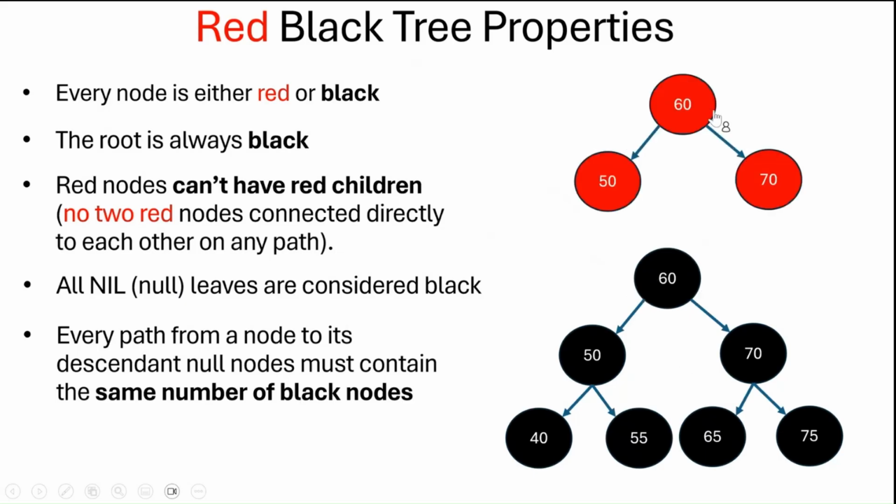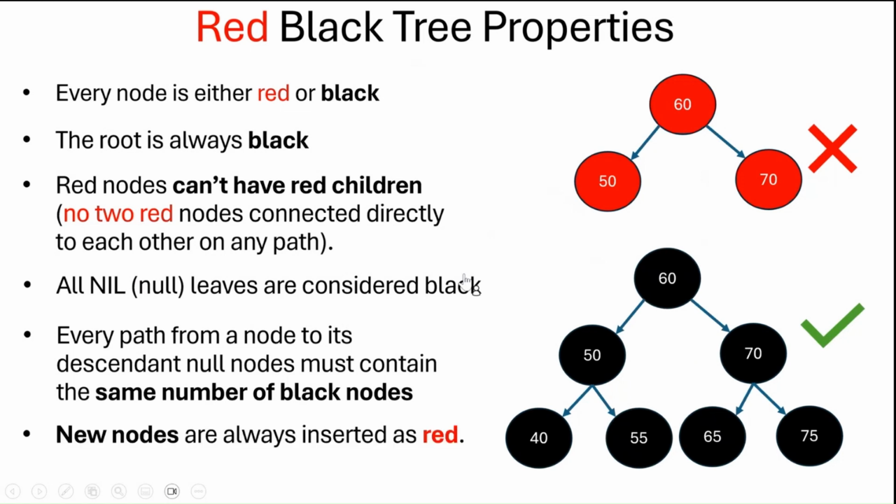Now, is this a valid red-black tree? Let's see. Every node is either red or black. That is fine. The root is always black. But here the root is red. That's why it is not a valid red-black tree. And that is the reason we will not see a red-black tree where all the nodes are red, because the property we need to consider is that the root is always black. So this is valid and this is not valid. This is one case where all the nodes in a red-black tree can also be black.